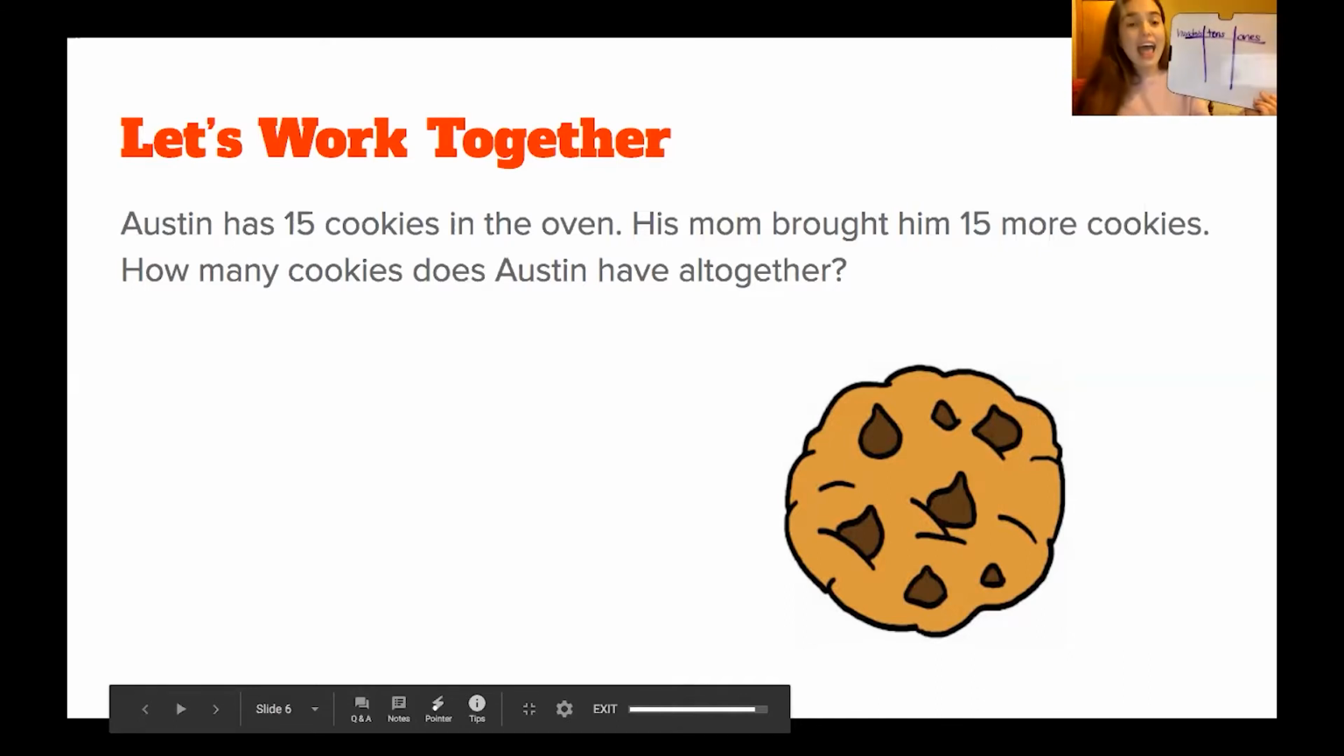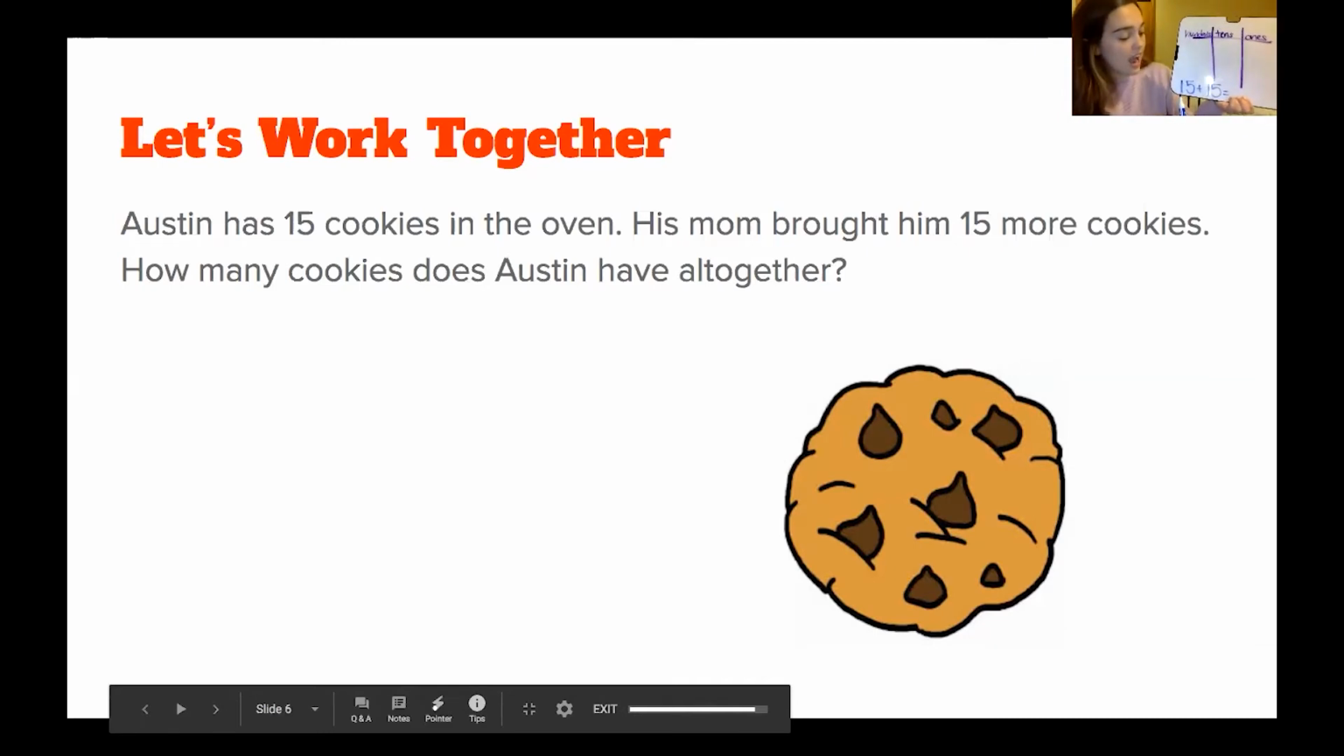But now that we've drawn that, let's go ahead and write out our number sentence. So we know our first number is going to be 15. What are we adding to 15 in this word problem? 15. Awesome. Yes, the answer is 15. So we are looking for the answer to 15 plus 15. Now that we have written that out in number form, what we are going to do is represent that.